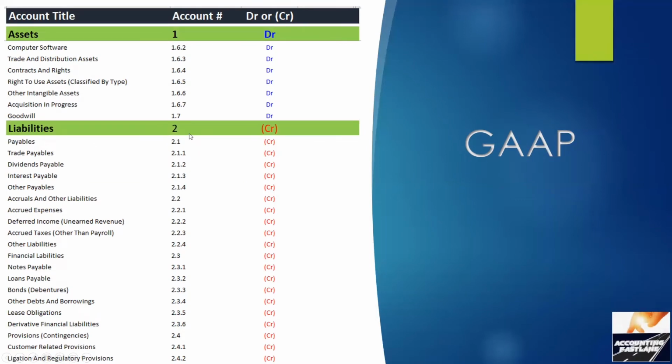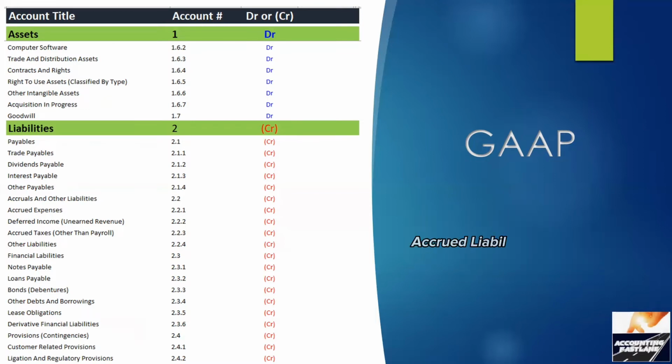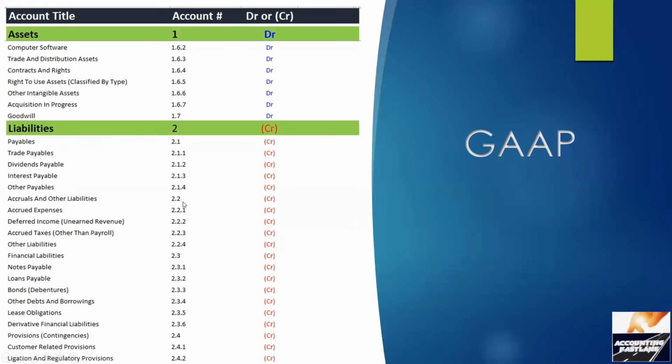Liability accounts normally start with 2. Based on liquidity, the first liability account would be payables. Depending on the terms, some payables have to be paid due upon receipt, some maybe in 10 or 30 days. It's always a standard. And here we can see accrued and other liabilities as well, where, based on your knowledge, you record the potential liabilities that will happen.